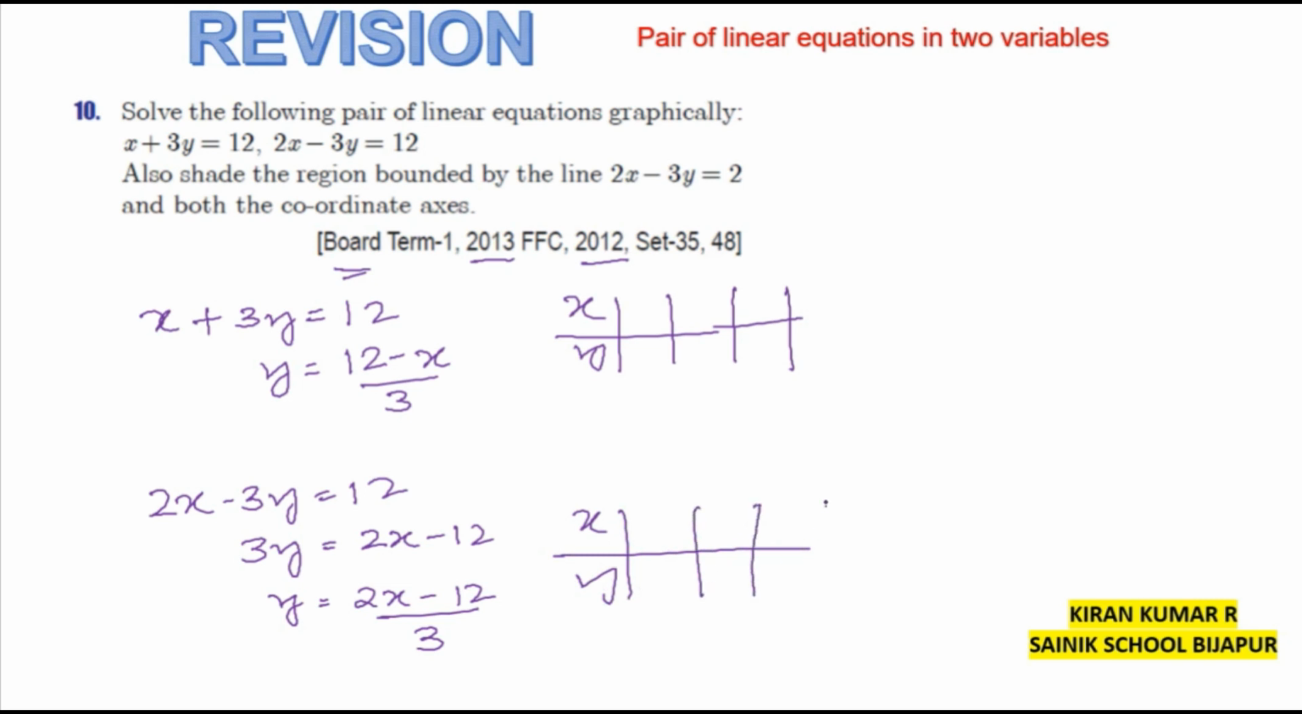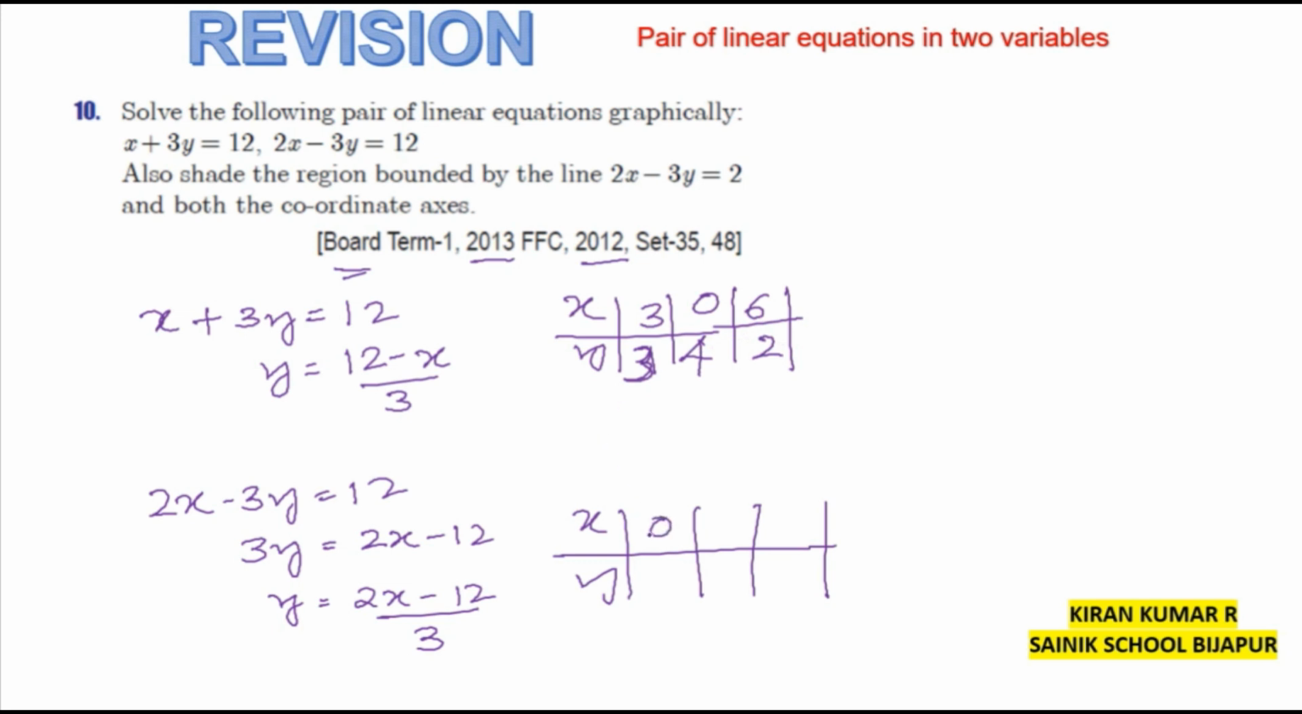For the first equation, if you consider the value of x to be 3, pardon, if x value is 3, the value of y is 12 minus 3, which is 9, 9 upon 3 is 3. Y value is 3. If x value is taken 0, the value of y is 4. If the value of x is taken 6, we'll be getting the value of y as 2.